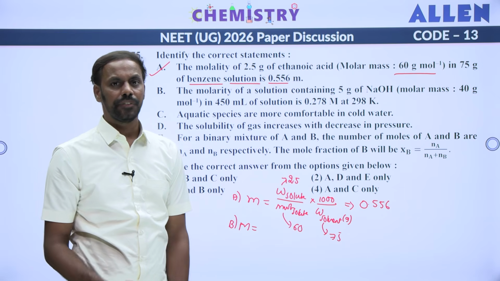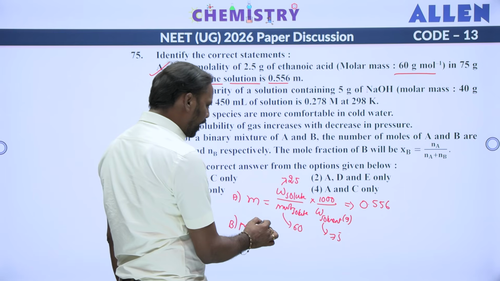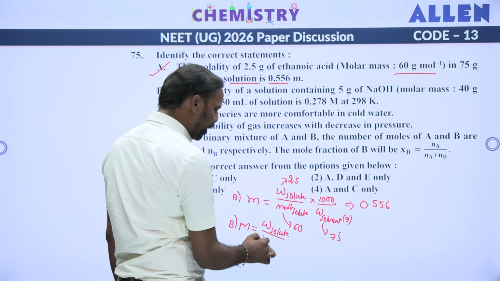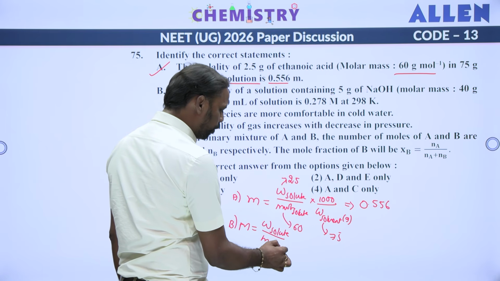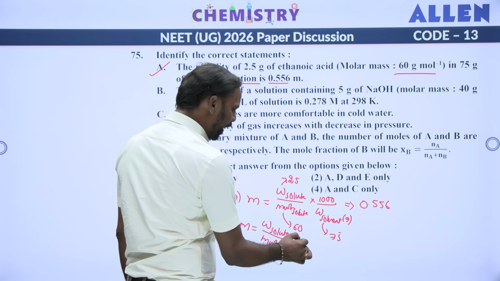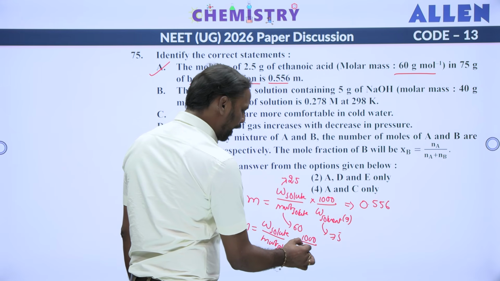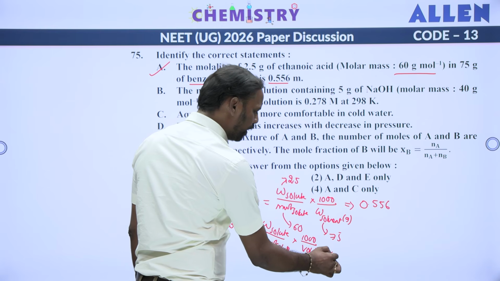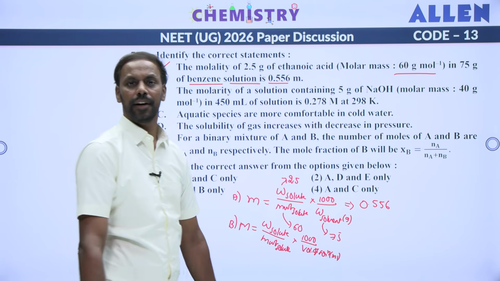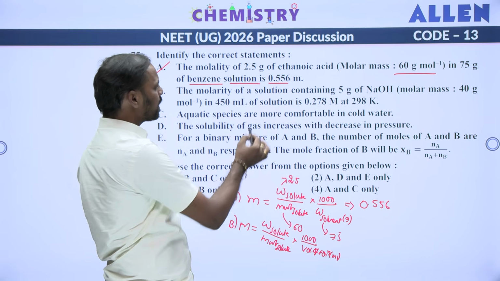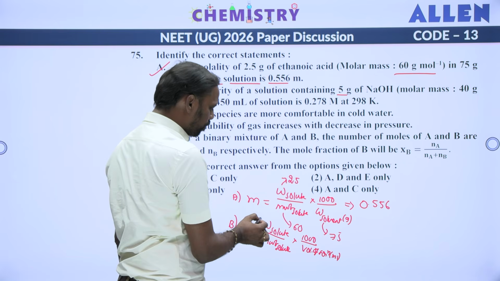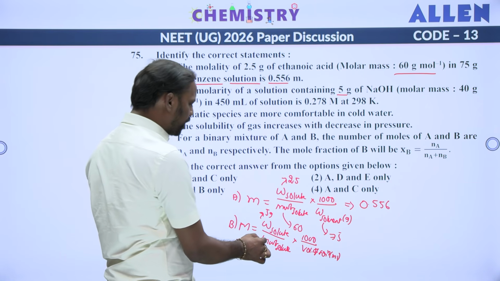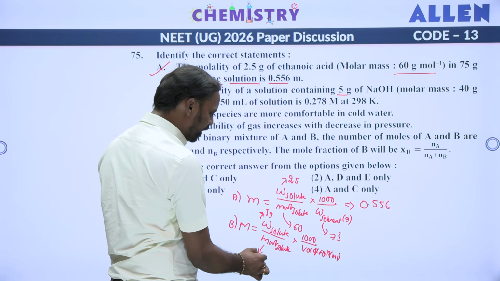Molarity, which is represented with capital M, is equal to the weight of solute divided by the molecular weight of solute, or molar mass of solute, into 1000, divided by the volume of solution, if the volume is mentioned in milliliters. Okay. What is the weight of solute given, student? 5 gram is given, right? And how much is the molar mass given here? 40 grams is given.